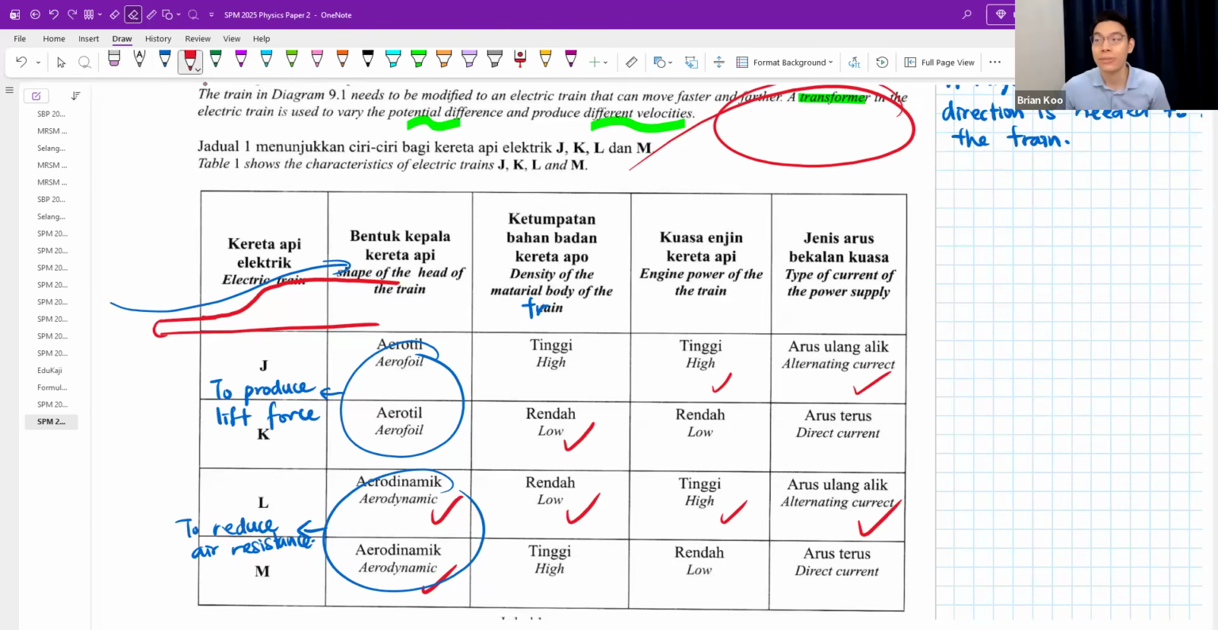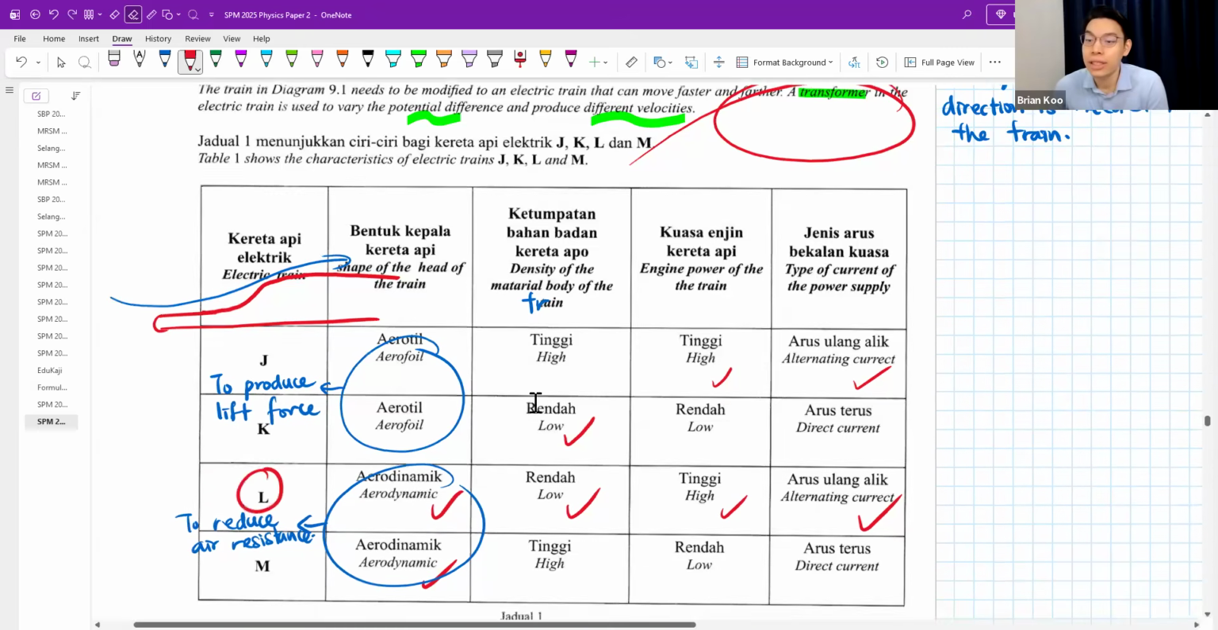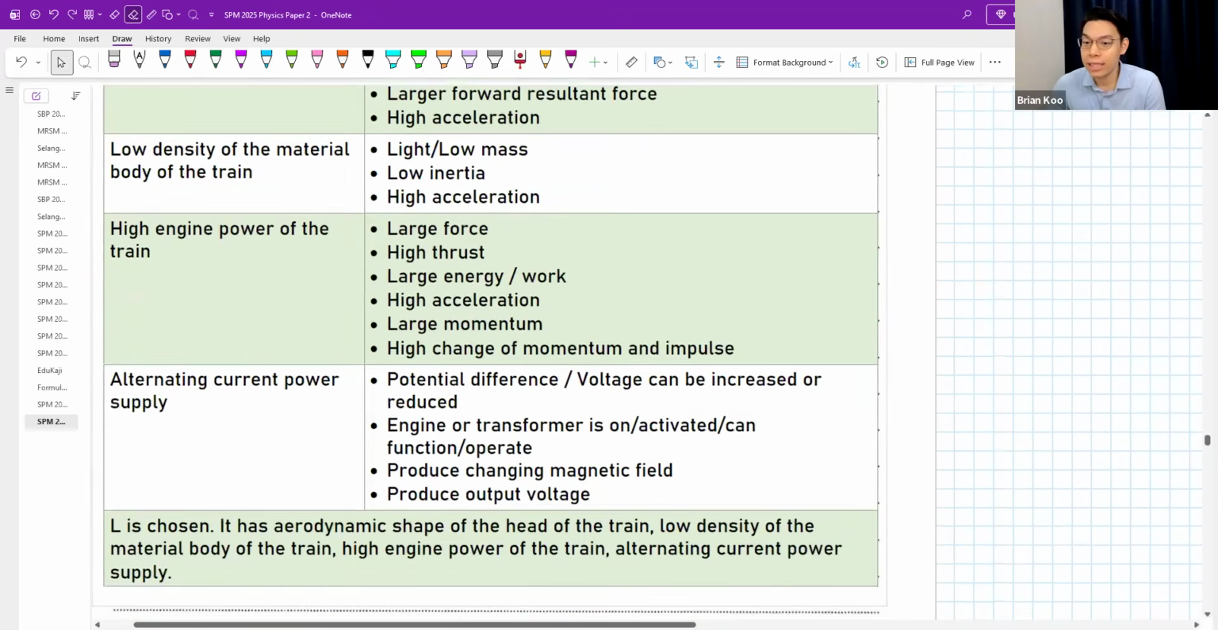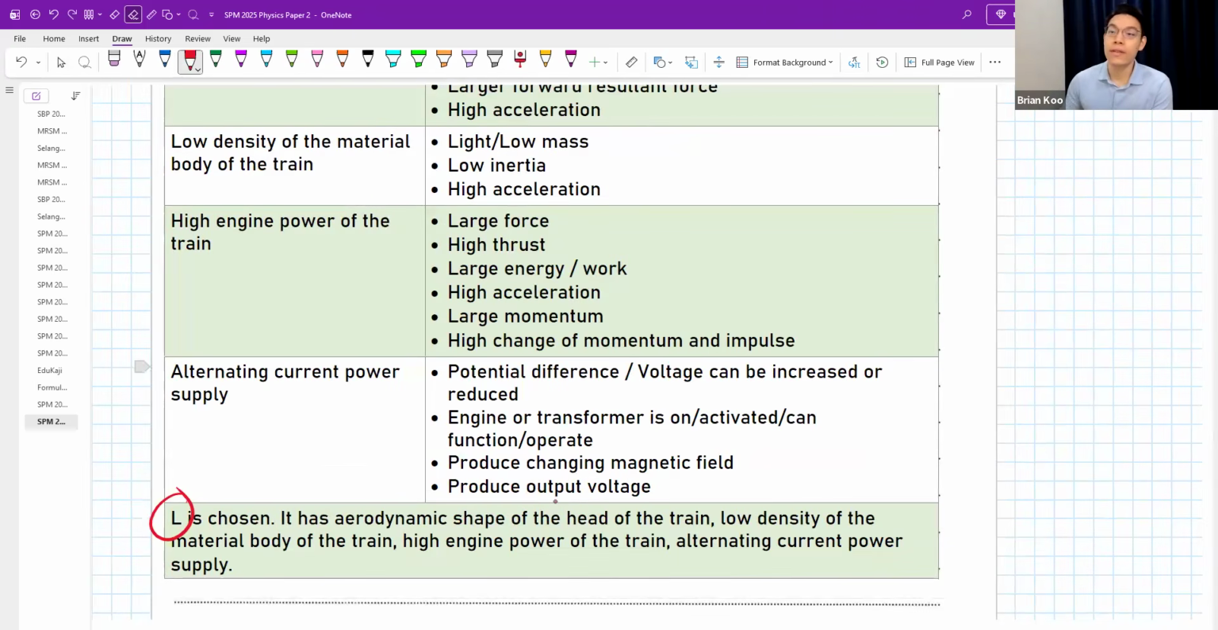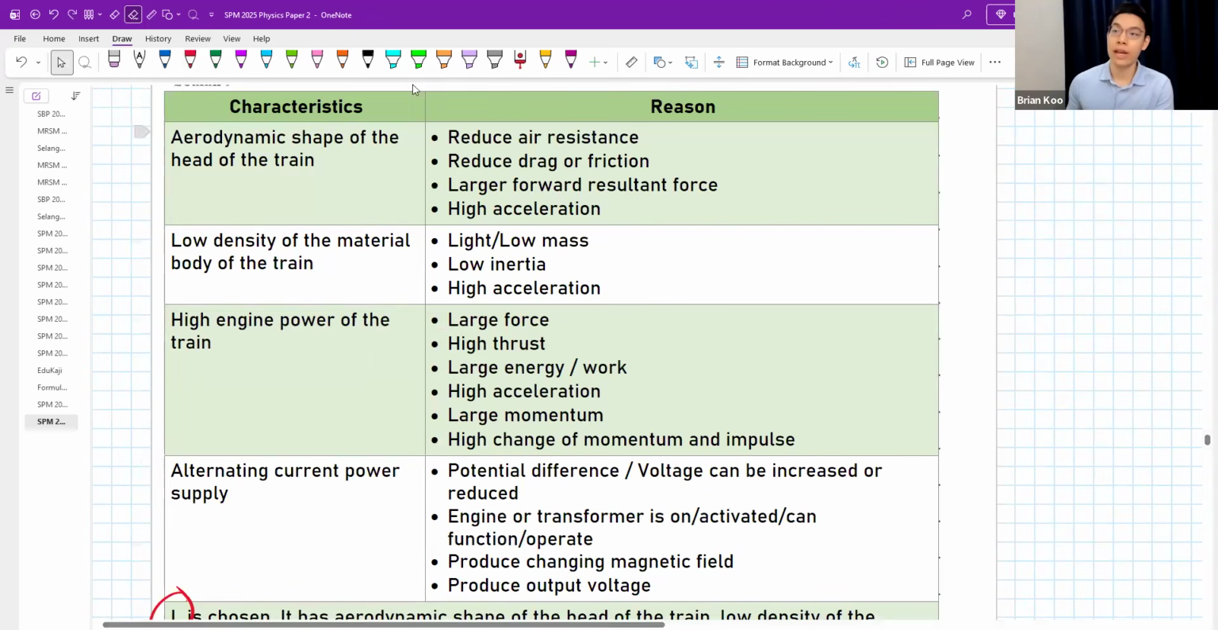This one is your Form 5 chapter 4. So they try to mix a little bit with Form 5 topic. Alternating current, because alternating current can produce a changing magnetic field. Okay, so therefore L is chosen. I've given the answer already, and now L is chosen. This is the reason that you can write.